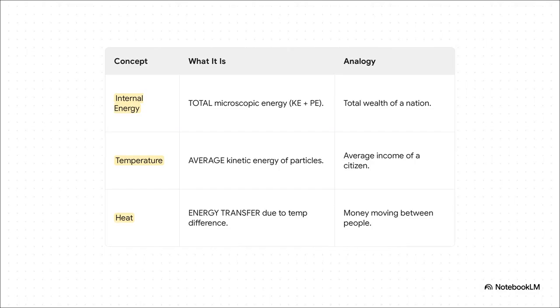I love this analogy because it really clears things up. Think of a country. Its internal energy is like the total wealth of every single citizen combined, all the money in the entire nation. Its temperature is like the average income. It tells you something useful, but it's not the whole story. And heat? Heat is the transfer. It's the money actually moving from a richer person to a poorer one. So you see, an object doesn't have heat. Heat is the energy that flows because of a temperature difference.